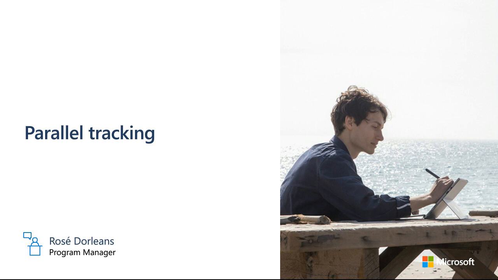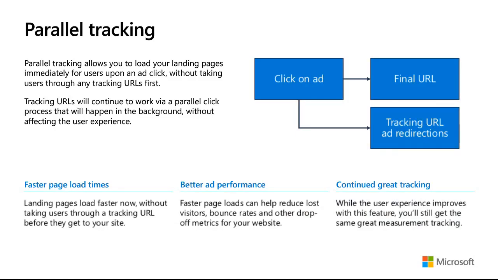So parallel tracking is a new way to handle tracking in Microsoft Advertising. Currently, our traditional way of tracking is sequential tracking. So what happens there is when the end user clicks on your ad, they first go through a series of redirects before landing on your final URL. With parallel tracking, these redirections happen in parallel while the end user is taken directly to the final URL.